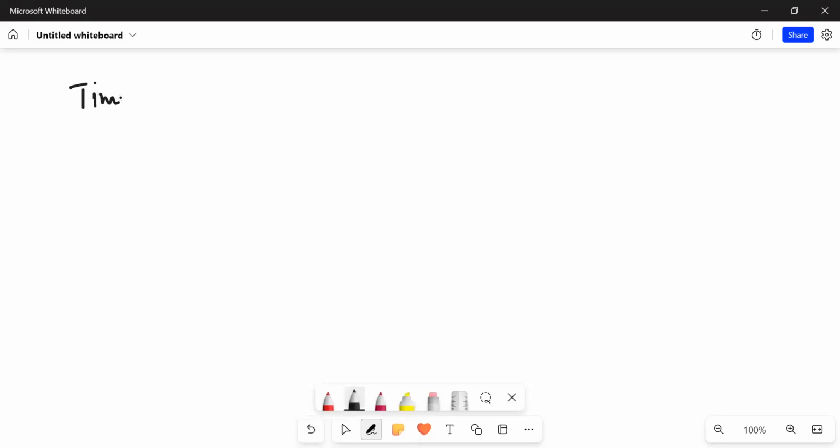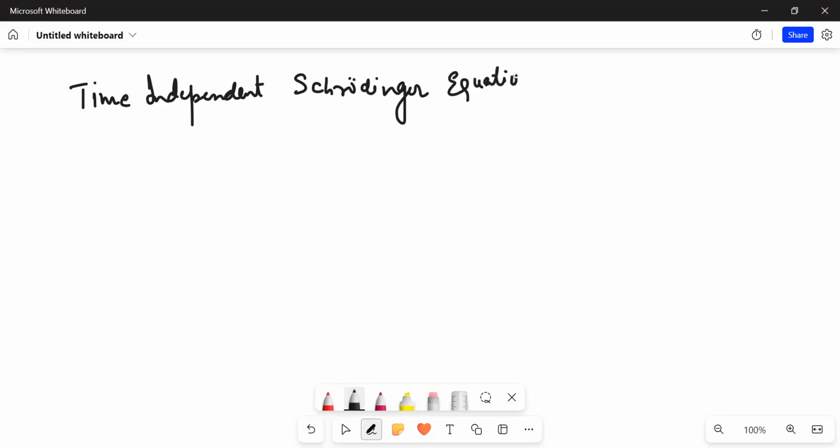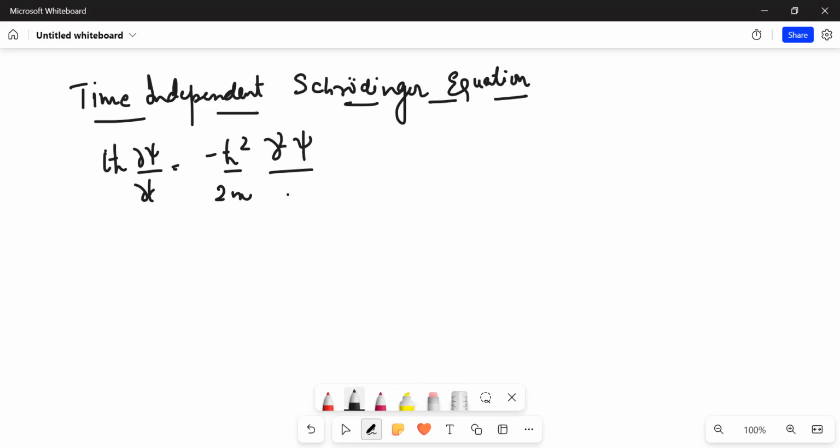Discussing something like the time independent Schrödinger equation. Before that, we also discussed a little bit about the separable solutions. So, for example, when we have to solve this Schrödinger equation, that is iħ ∂ψ/∂t is equal to minus ħ² upon 2m ∂²ψ/∂x² plus V as a function of x times ψ. Remember, we are taking only those potentials which are independent of time.